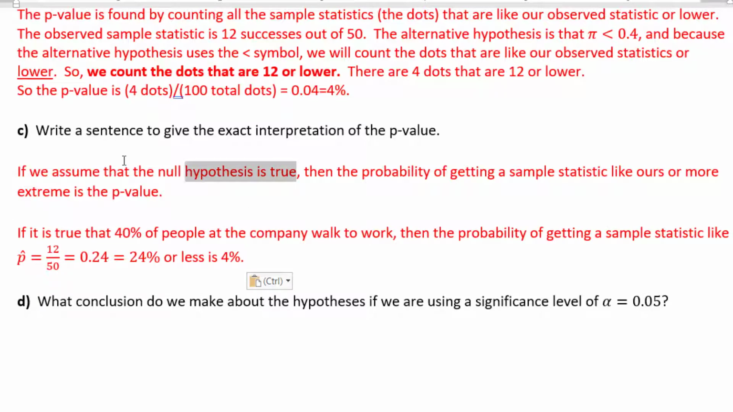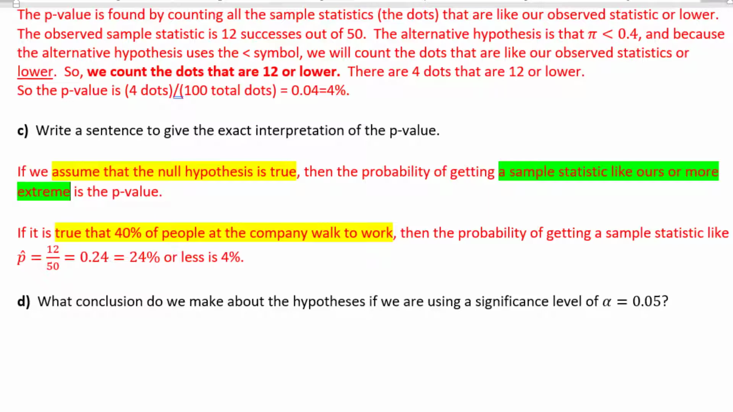So, if we assume the null hypothesis is true, that is now replaced with this statement: if it's true that 40% of people at the company walk to work, because that was the null hypothesis, we assume that's true, then the probability of getting a sample statistic like ours or more extreme is now replaced with getting a sample statistic like p hat equals 24% or less is the p-value, which in our case is 4%.